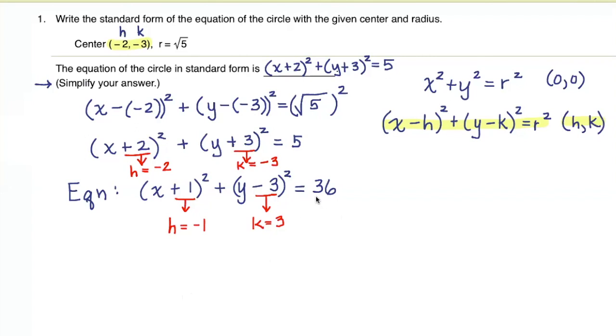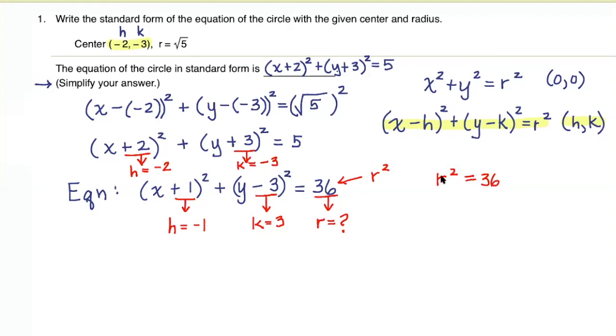And last, remember that this 36 represents the radius squared. So if this is the radius squared, what number do I square to get 36? Well, the radius squared is supposed to equal 36.